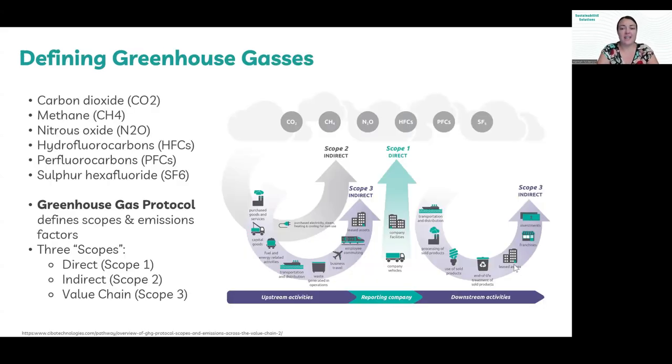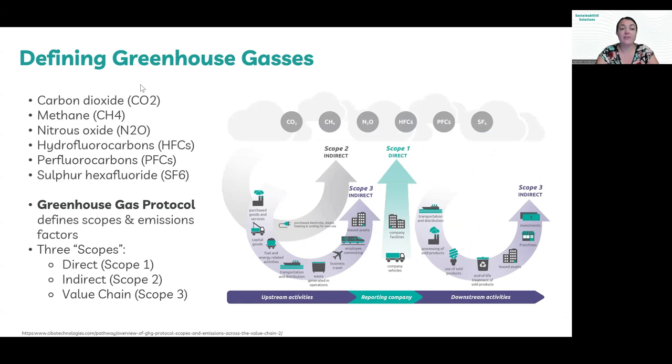So what are the greenhouse gases? We're going to go back to 5th grade here. The main greenhouse gases are carbon dioxide, methane, and nitrous oxide. So those are CO2, CH4, and N2O. These are all naturally occurring greenhouse gases.